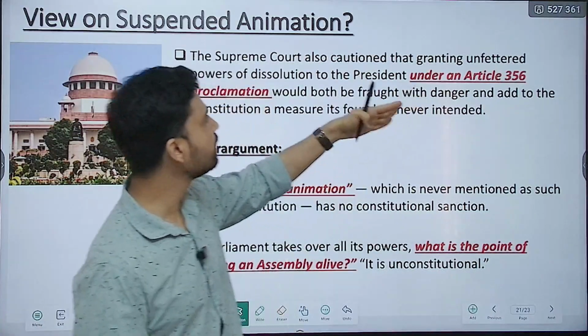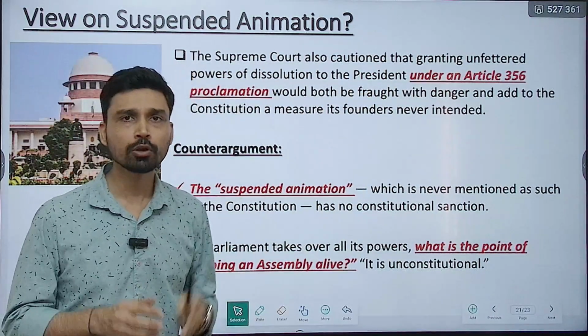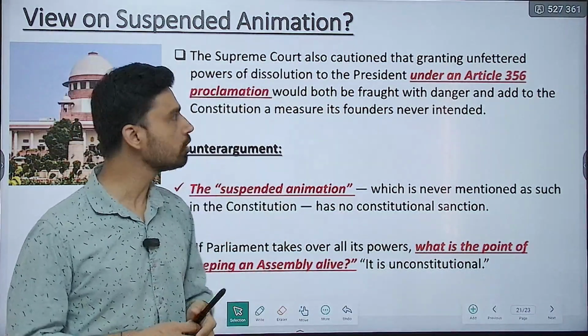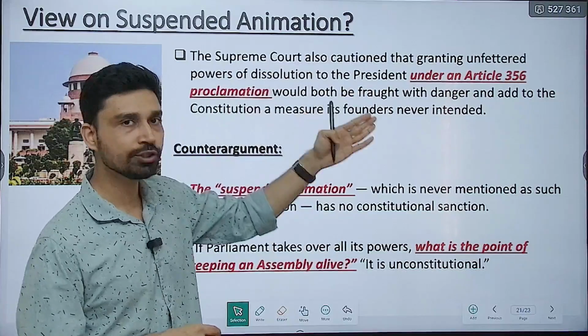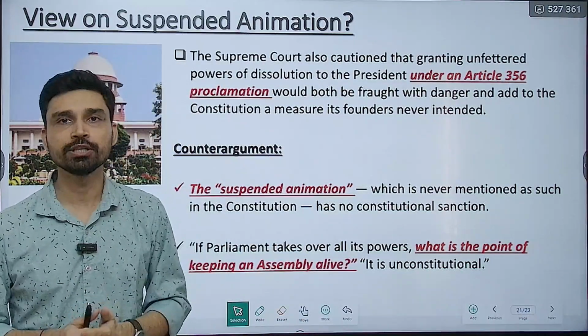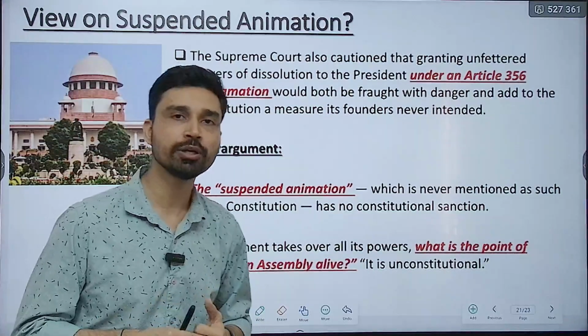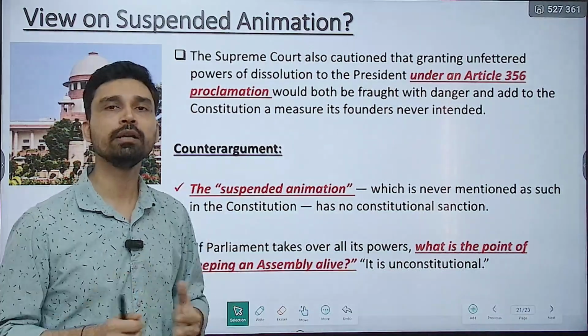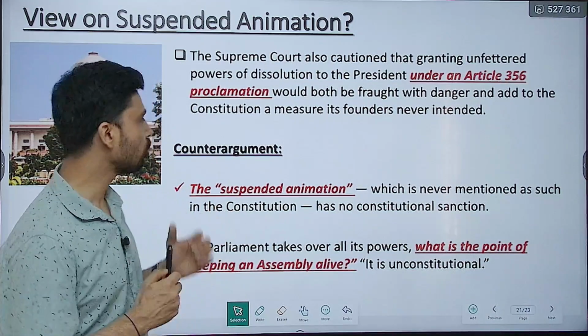cautious about granting unfettered powers of dissolution to the president under an Article 356 proclamation, because it would both be fraught with danger and add to the constitution a measure its founder never intended. So that is why the suspended animation serves as what we can call a restriction on the unfettered power of the president under the Constitution of India.